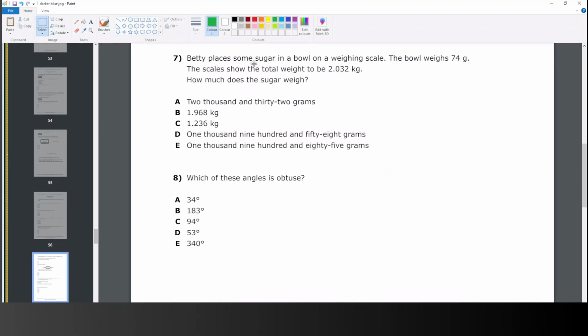Betty places some sugar in a bowl on a weighing scale. The bowl weighs 74 grams. The scale shows the total weight to be 2.032. How much does the sugar weigh? So what do we do with the two numbers? Add them or subtract them? We subtract.